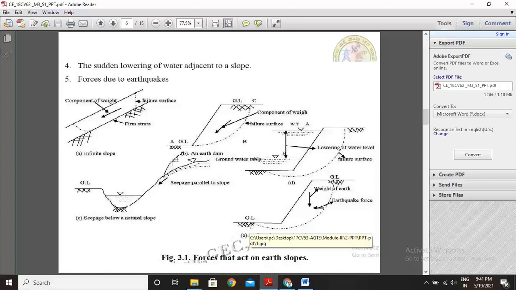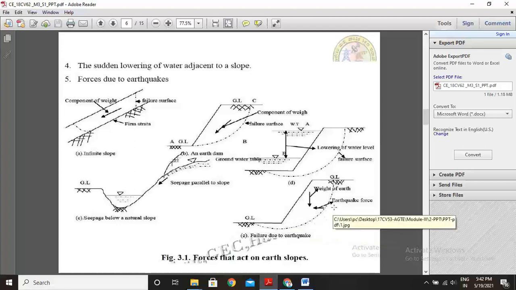Next, due to earthquake, how slope failure takes place. See, this is the embankment or earthen dam structure. Due to this type of earthquake, this is the earthquake force, this is the weight of the earth, so slope failure takes place like that. These are examples of forces that act on earth slopes, with clear explanations given with sketches.